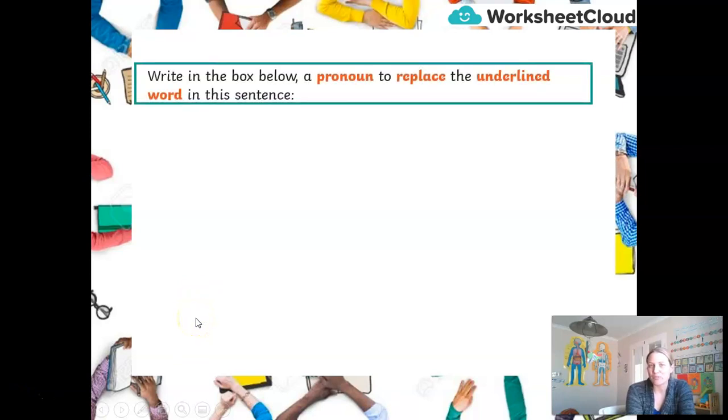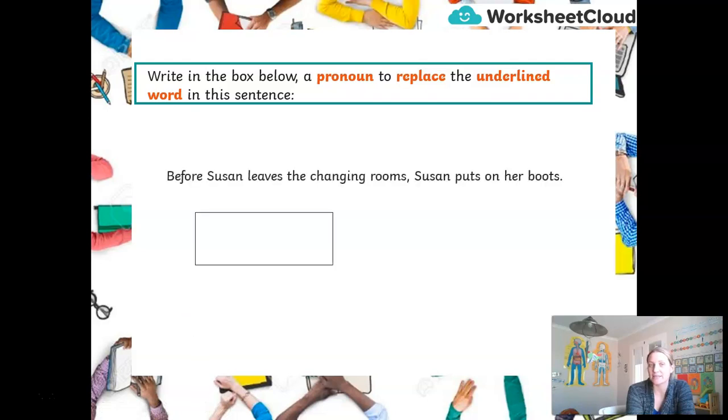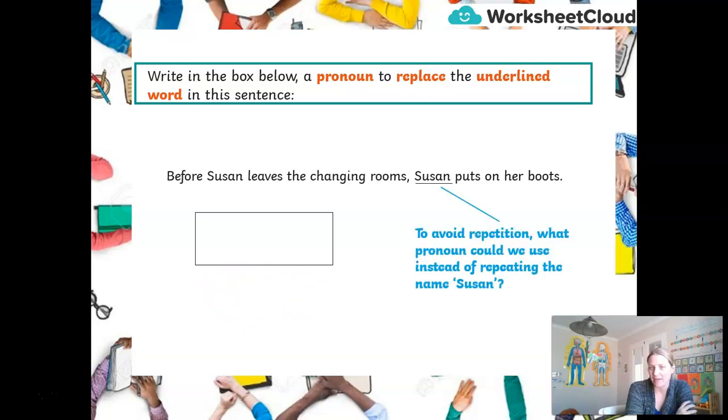Write in the box below a pronoun to replace the underlined word in this sentence. Before Susan leaves the changing room, Susan puts on her boots. There we go. There is the word that we need to replace. I want to avoid repetition by saying Susan all the time. So what does a pronoun do? It replaces a noun. I'm going to replace Susan with she. And that sentence would still make sense. Before Susan leaves the changing room, she puts on her boots.